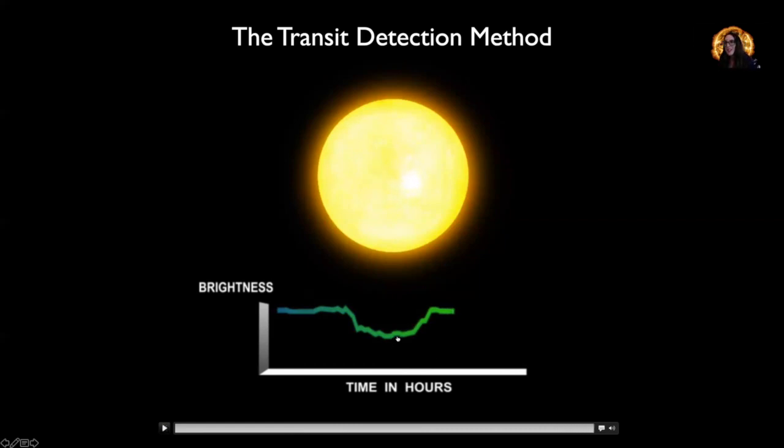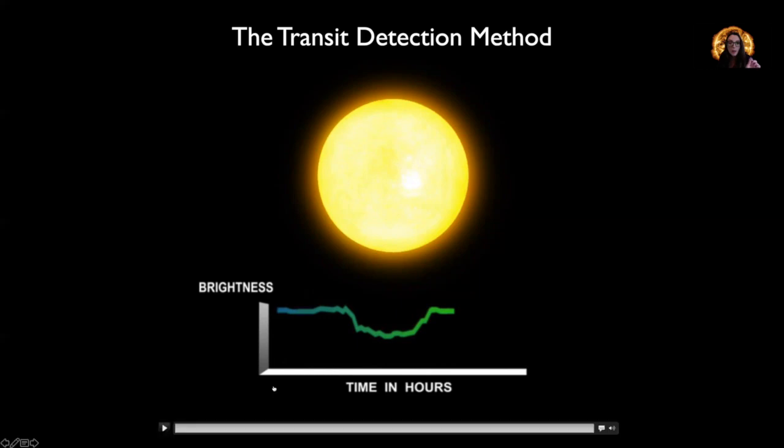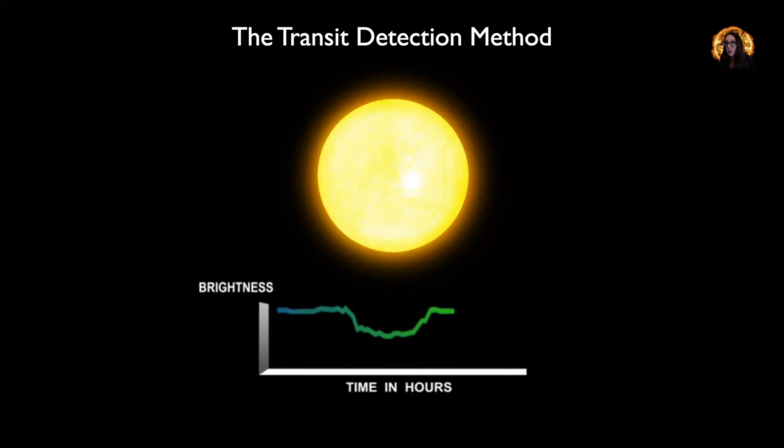So this is how we find planets around other stars through the transit method, by watching if we can find these dips in the light curve. If we find the dip in the light curve, we can infer that there's a planet there. And how deep that dip is and how wide that dip is tells us something about the size of the planet and the distance that that planet is away from its star.